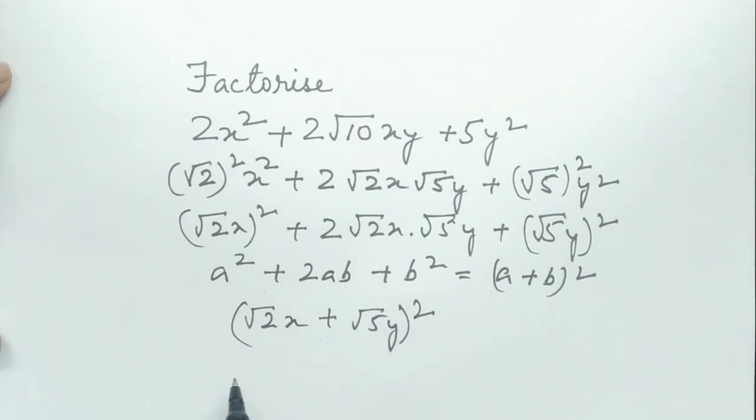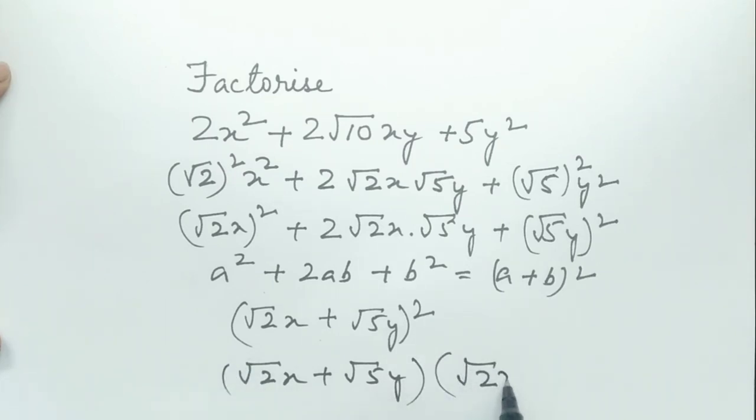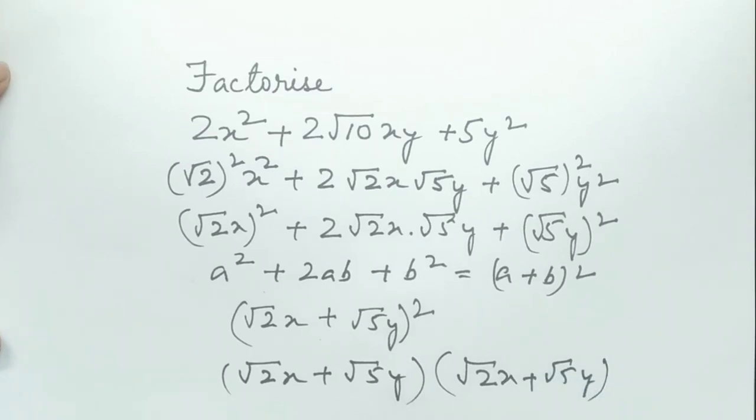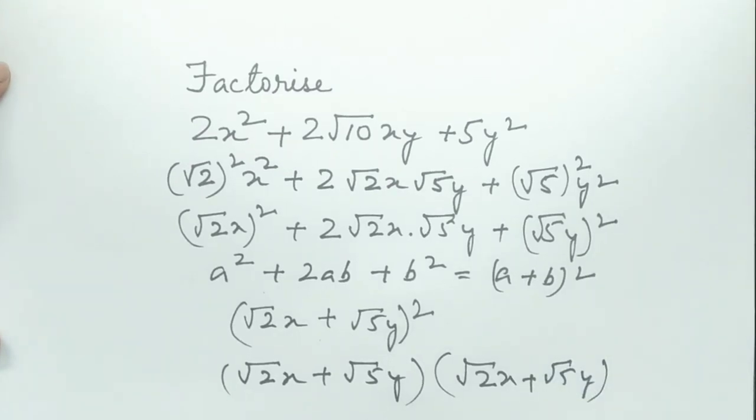All right, so below we write, okay, root 2x plus root 5y, and root 2x plus root 5y. Okay, all right, so this is the final answer, guys.